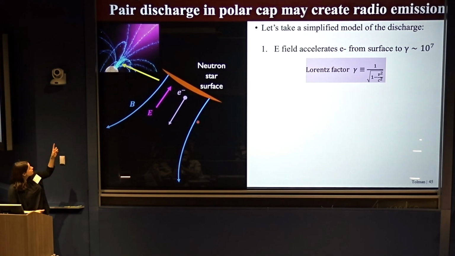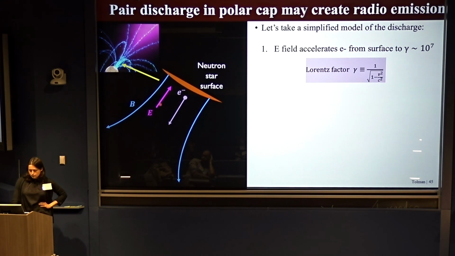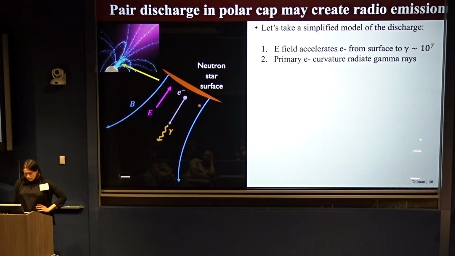I'm going to take the neutron star situation here and draw a schematic diagram of it, where you have the neutron star surface in orange, we've got the magnetic field in blue, we've got the electric field. This electric field will accelerate electrons from the surface to a very high Lorentz factor of roughly 10^7. I have the definition of Lorentz factor here in purple. These electrons will curvature radiate gamma rays, which is seen in yellow here.